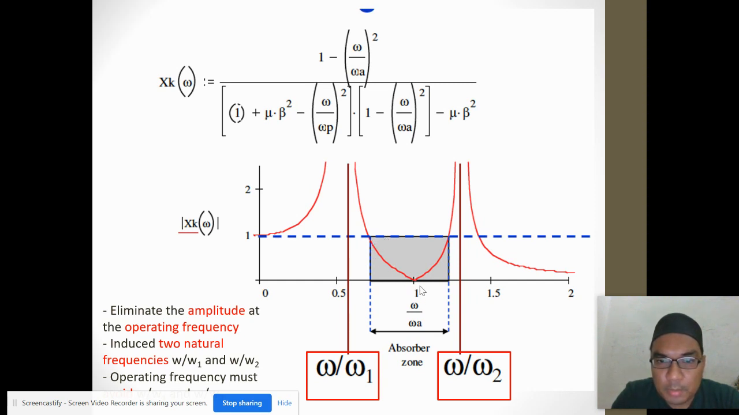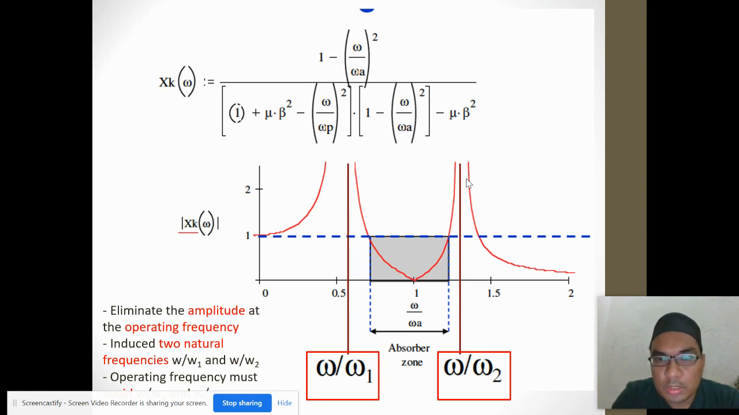Let's say you have an operating frequency of 200 hertz, for example. You already designed it where omega divided by omega A is equal to 1, which means the operating frequency of the bridge is 200 hertz, and omega A is also 200 hertz, designed to be the same as the operating frequency so that you get a frequency ratio of 1. That means at that location you get zero vibration of X, the amplitude of the primary system.